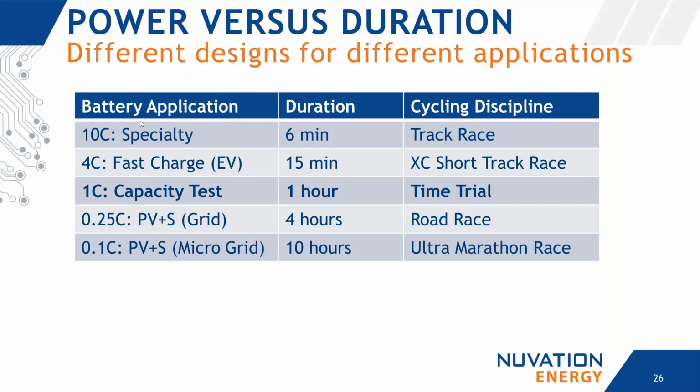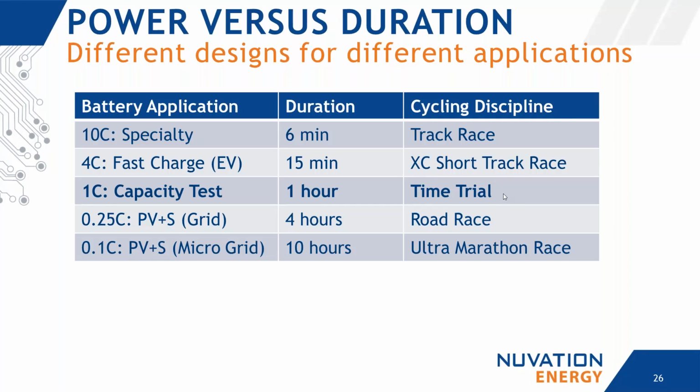What I've shown in this table is some different battery applications with different C ratings: 10, 4, 1, 0.25, 0.1. I've shown what that corresponds to in time, and I've given some examples. Yes, I'm doing a little bit of cycling geek out here, but these are some different races that roughly correspond to those time durations. And what's neat is this whole table is anchored by this central row that is the 1 hour duration. This is a pretty important time for most cyclists that are training.